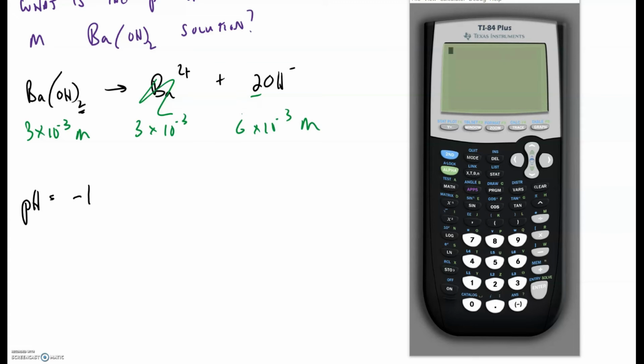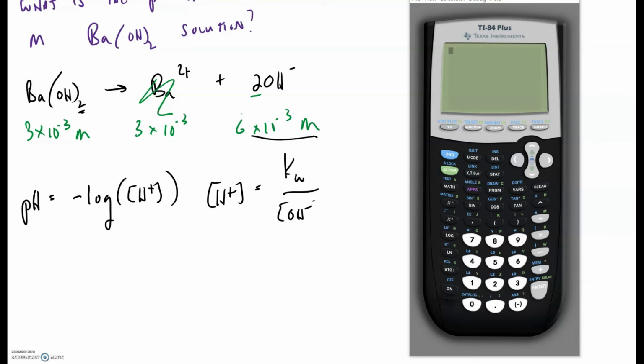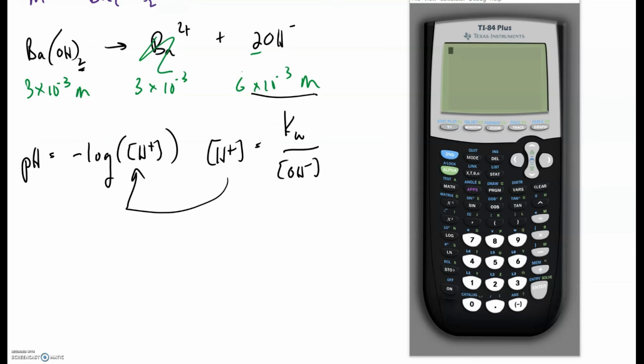We know that pH is equal to negative log of the concentration of H+. Well, that doesn't help us here because we have OH minus. So, a couple things that we could do. We could find H plus from OH minus by using our equation where we divide Kw by OH minus, and then we can simply plug that in here. Let's do that, and then we'll compare it to the other technique.